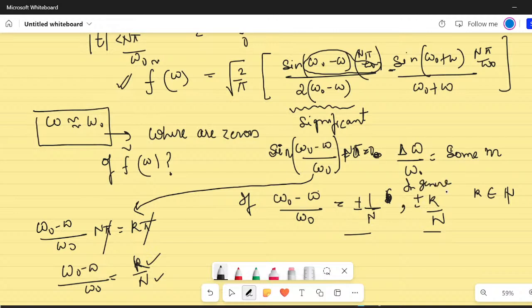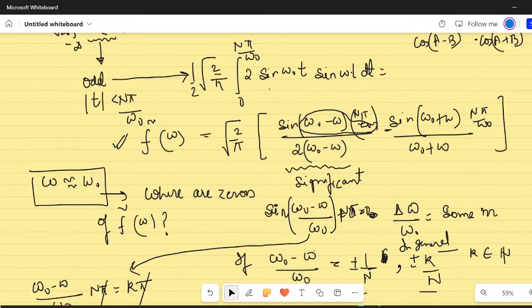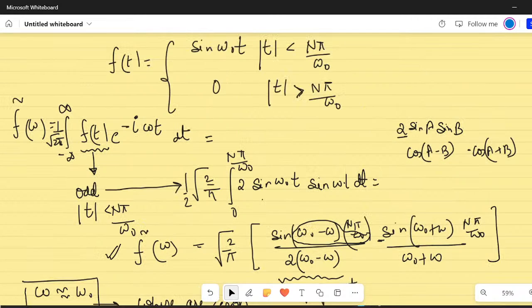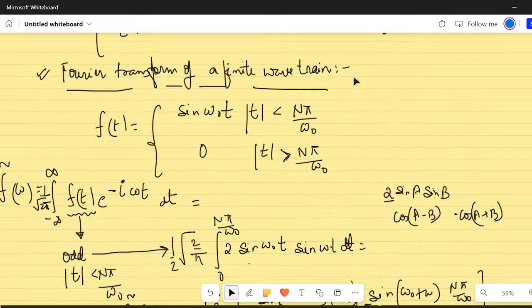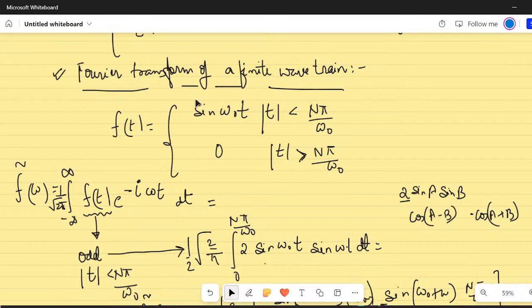So how to make the graph for the same? What are we discussing? Again, I'm reiterating, please do remember this is an important concept. It may be asked in your examination. I'm discussing the Fourier transform of a finite wave train. For a finite wave train, f(t) is given by sine omega naught t, for mod t less than n pi upon omega naught.